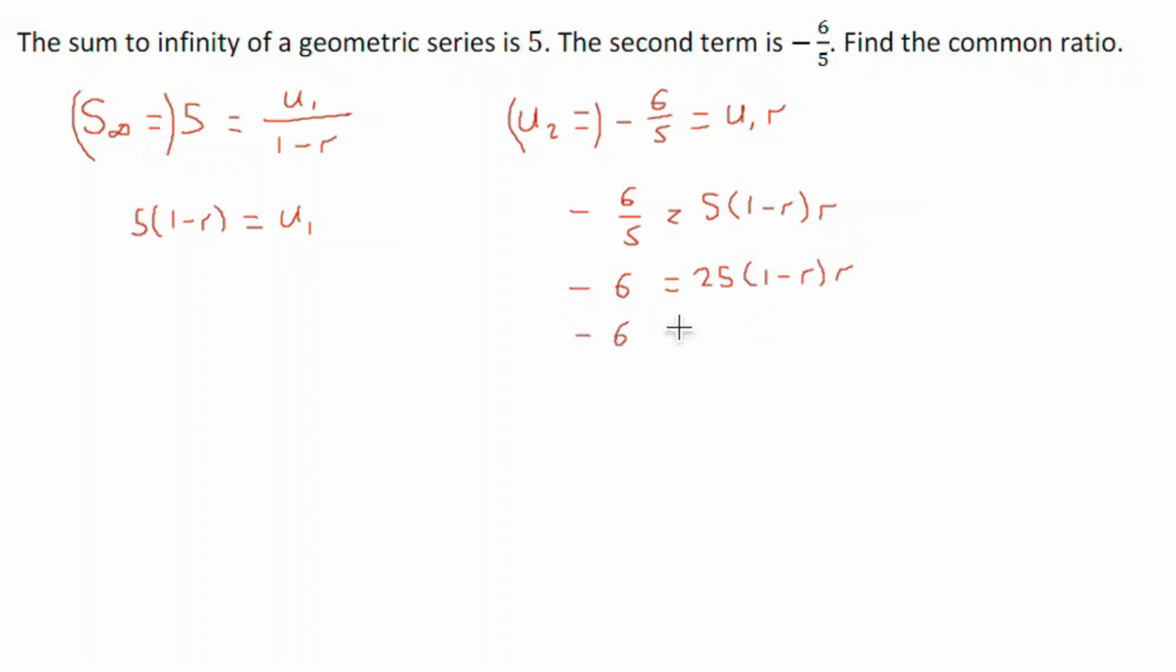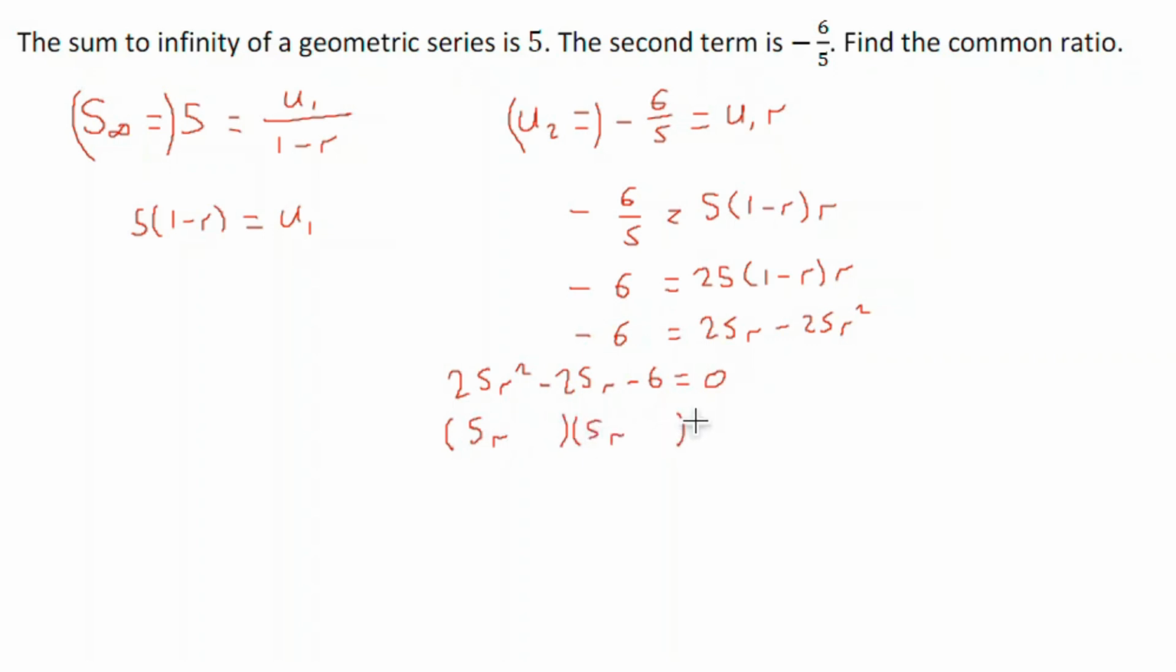Expanding the right hand side, we get 25r minus 25r squared, and now we have a quadratic which we can rearrange to get 25r squared minus 25r minus 6 is equal to 0. This factorizes.